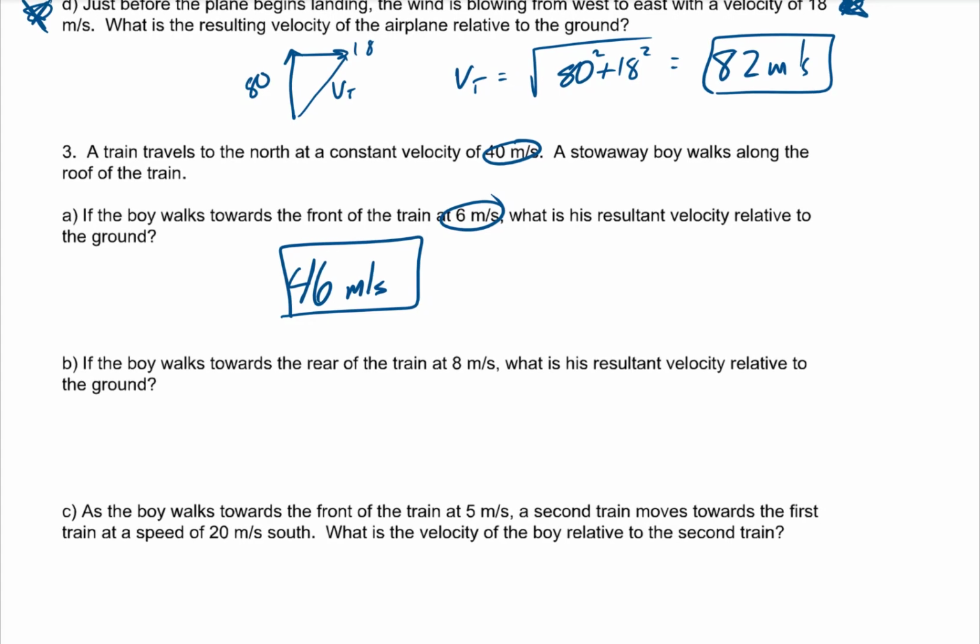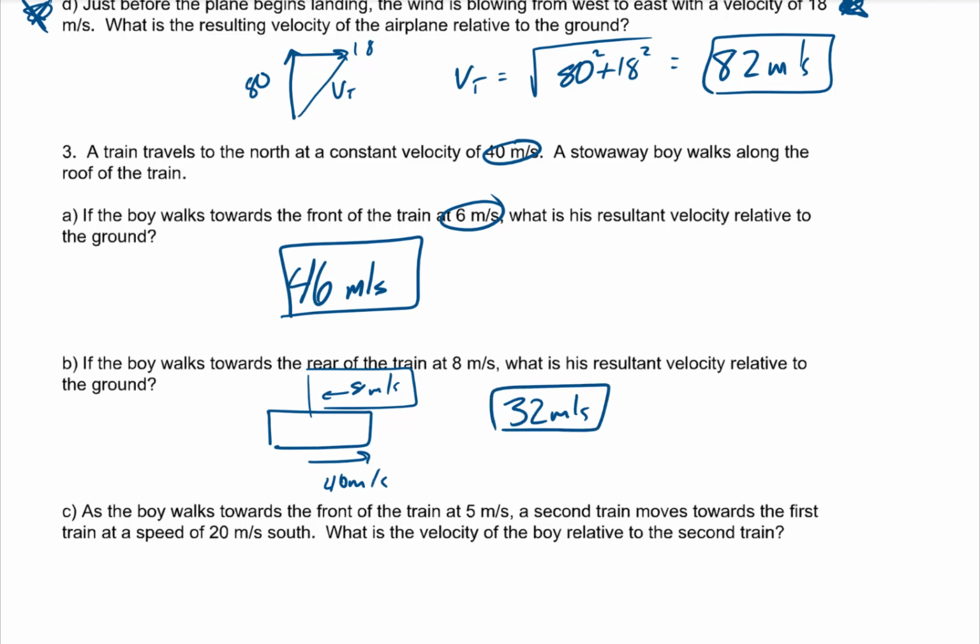If he walks towards the rear of the train at 8 meters per second, so we have the train going 40 meters per second, and the boy on top going 8 meters per second. Again, that's relative to the train. So his resultant velocity is going to be 32 meters per second. It looks like he's going a little slower than the train. If he were on top of the train running backwards at 40 meters per second, he would look like he was at rest.